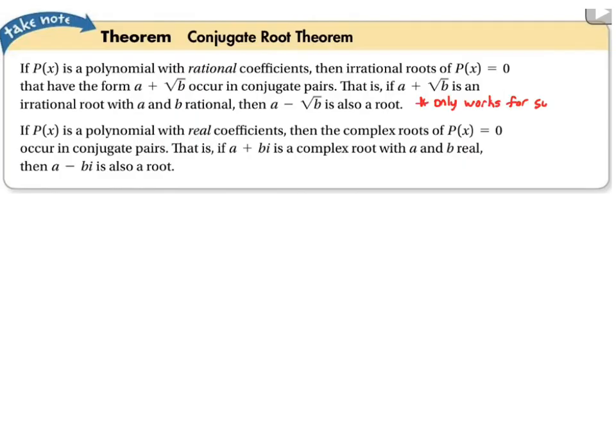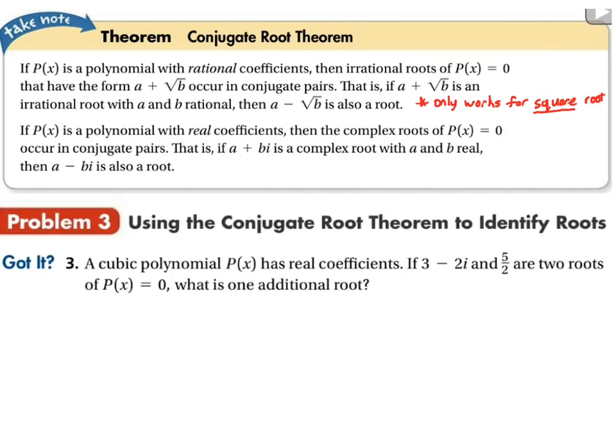All right, next up, we've got a theorem here that's the conjugate root theorem. What this conjugate root theorem tells me is, if P of x is a polynomial with rational coefficients, then irrational roots of P of x have this form. Now, this is stated a little weird. It's saying that all irrational roots have this form. The key thing, and I've got a little note here, is this is only going to work for square roots. Cube roots, fourth roots, all those behave a little differently. The key is it's got to be in that form, something in a square root.